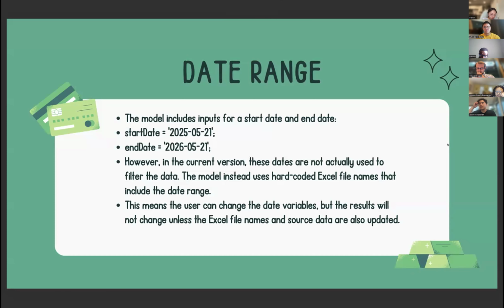And data range too. So this model includes inputs for start date and end date. The start date would be, for example, from 2025 May to 2026 May. In the current version, these data are not actually used to filter data. The model instead uses the hard-coded Excel file names that include the data range. This means that the user can change the data variables, but the results will not change unless the Excel file names and resource are also updated.